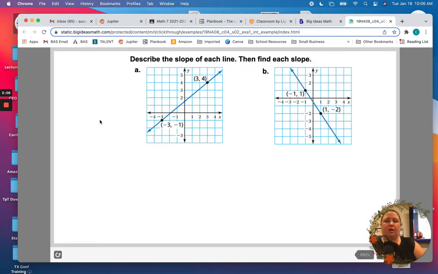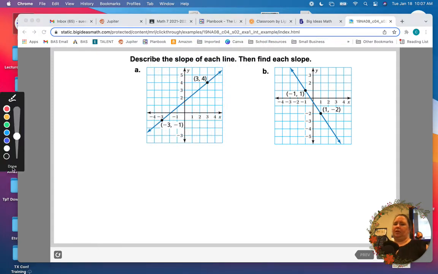So we're going to describe the slope of each of these lines and then find each slope. Okay? Meaning we're going to solve for the slope. So first of all, looking at this slope, is it going from left to right, going up or down? So if I start over here on the left and I go to the right, it's going up. So if I start here, it's going up.